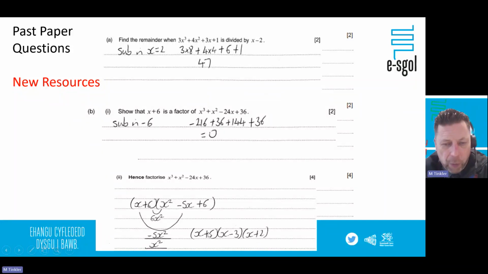Okay, so follow my words rather than my pictures there. x plus 6, don't forget to put the first factor in. And then you're looking for 2 numbers that multiply to 6 and add to minus 5, and that should be minus 3 and minus 2.